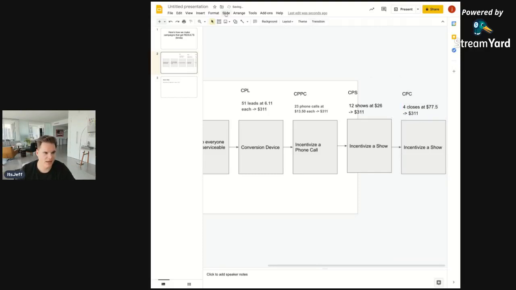Cool. And they actually close clients at 4 closes, brought in $600 of revenue each for $2,400.